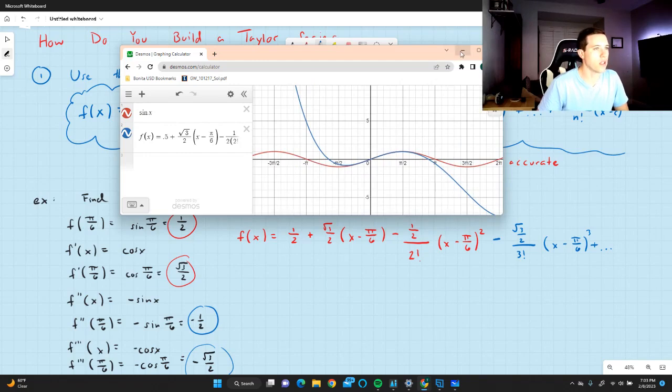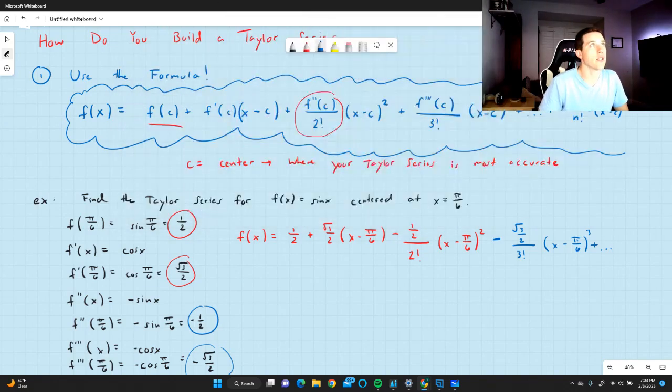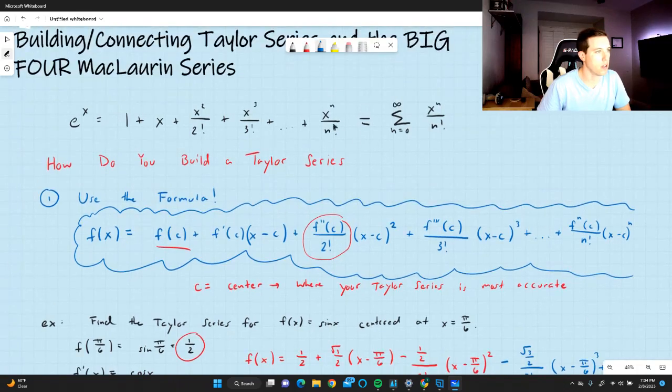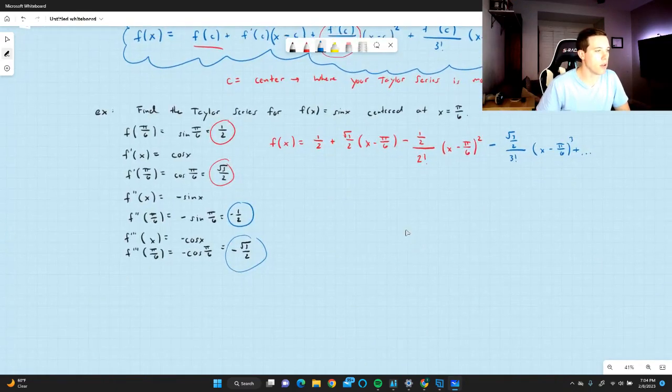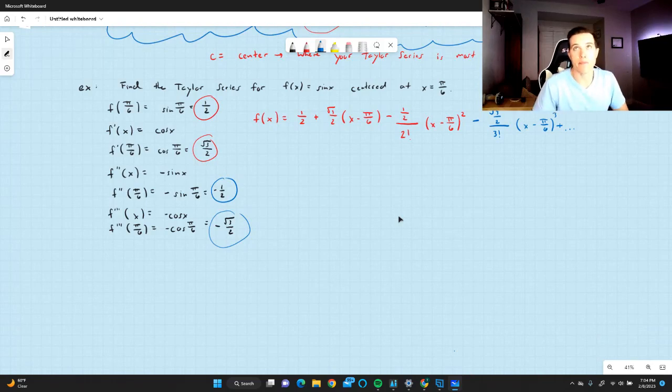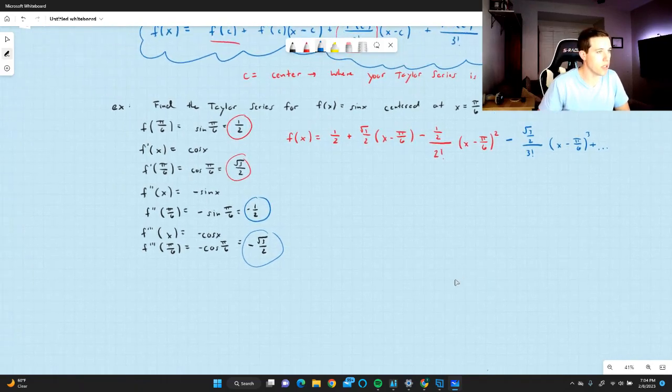So here's the thing. It's kind of hard to recognize any patterns. So if you were to try to come up with a general term, I'm not even going to do it here. Like in the last one, we came up with this thing called the general term in the original. Look, it was very nice. We saw a pattern. In this, it's hard to see a pattern when we're not centered at 0. So I am going to give you the Taylor series centered at 0 for sine.